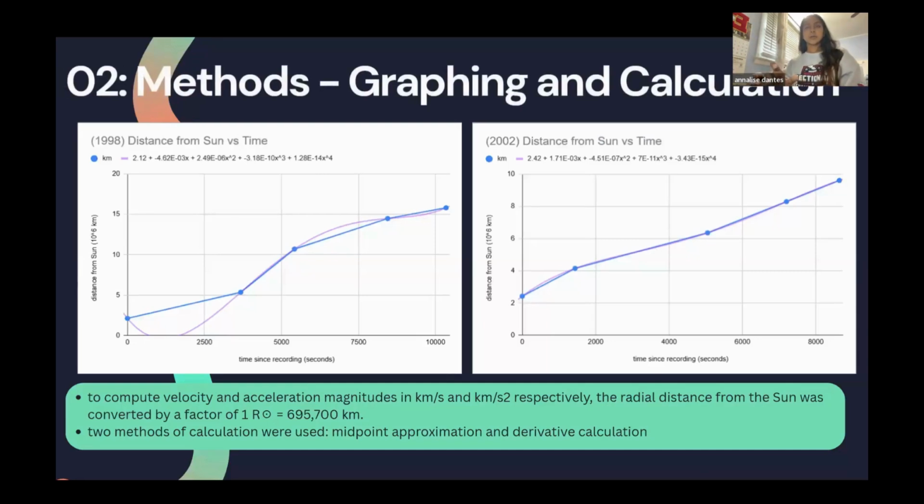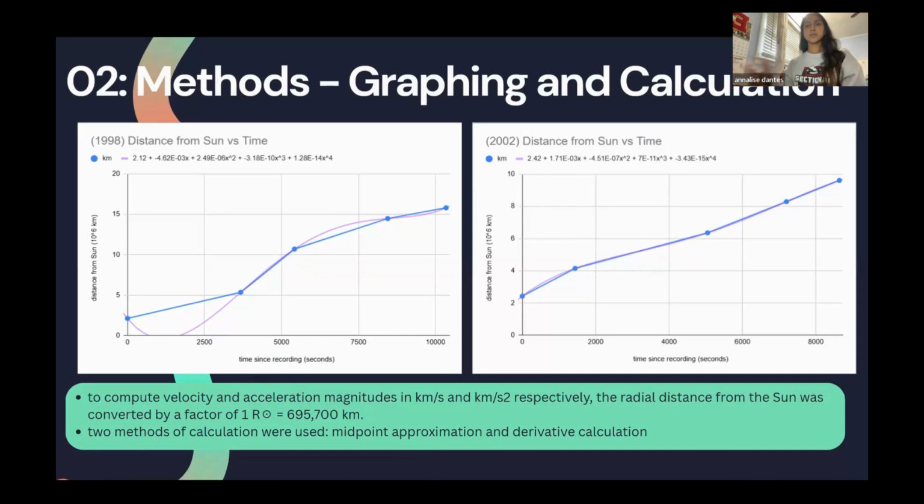So once I'd collected all the data points, all 5 data points from each of the CMEs, the first thing I did was, using the heliocentric radius that they gave me, I converted that by a factor of 1 solar radius equals 695,700 kilometers, because I wanted my final calculation to be in kilometers per second for velocity and kilometers per second squared for acceleration.